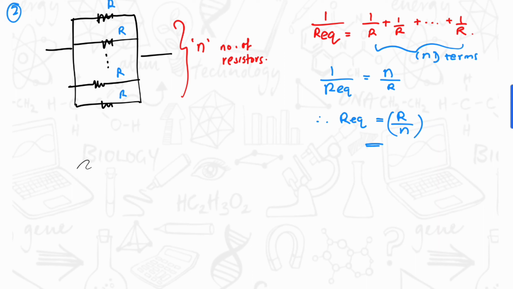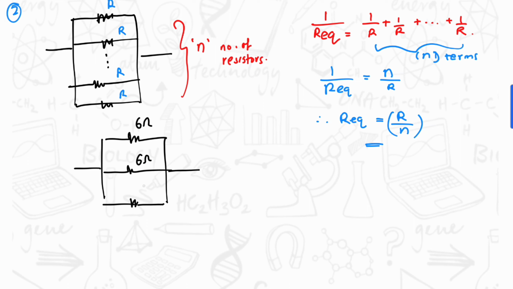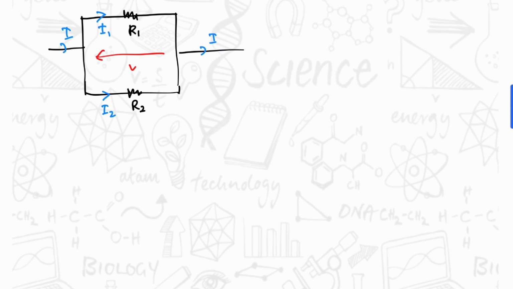Now for an example, let's say we have 3 resistors of 6 ohm, and we can easily find their REQ value, which is 6 divided by 3, and the equivalent resistance will be 2 ohm.